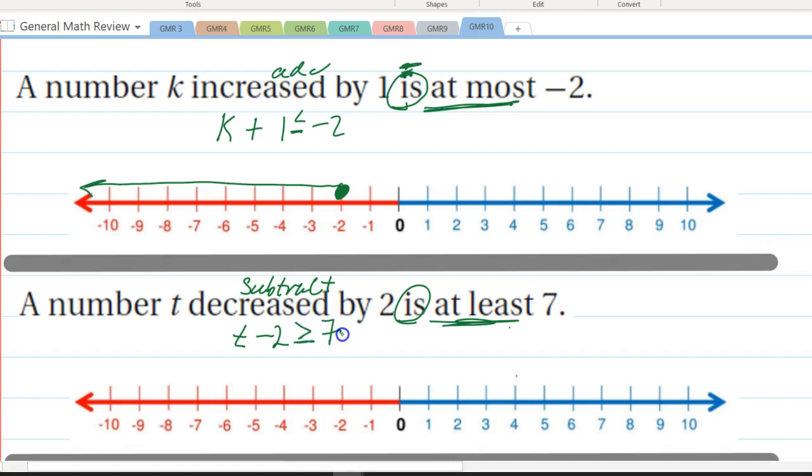When I go to graph it, I go over to my 7. It said equal to, so I put a solid dot. And the arrow pointed to the right, so I'm going to make my arrow point to the right. I'm going to have at least 7, which means I can have 7 or 8 or 9, etc.